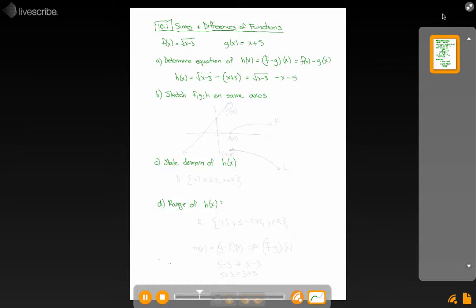So sketching them on the same set of axes, again your calculator does provide you with some help with this, but we should be able to sketch the first couple for sure. This first one is a radical function that's been moved 3 to the right, so there's f. X plus 5 is a plain old straight line with a slope of 1 even, so it looks something like that.